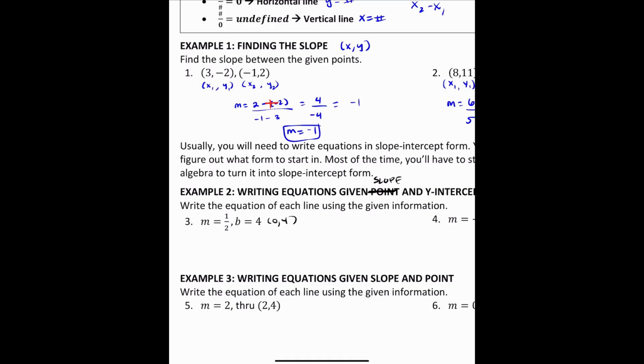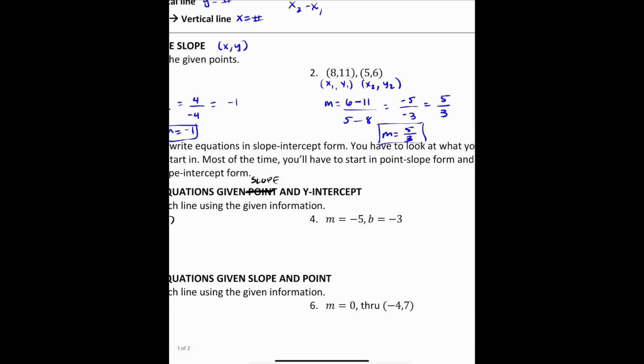So using my equation, y equals mx plus b, all I have to do is just replace the m and the b. So I have y equals 1/2 x plus the b is 4, so that's just 4, and that's all you have to do. Y equals 1/2 x plus 4 is my answer.